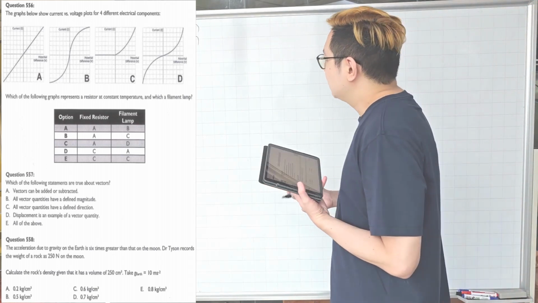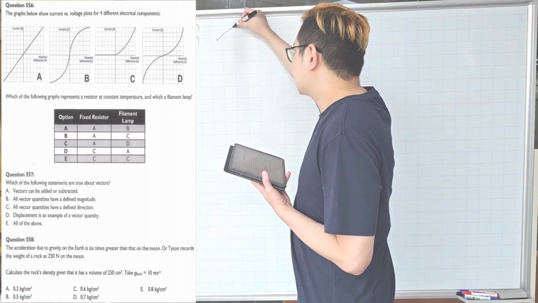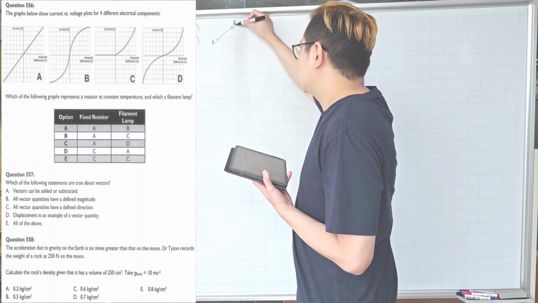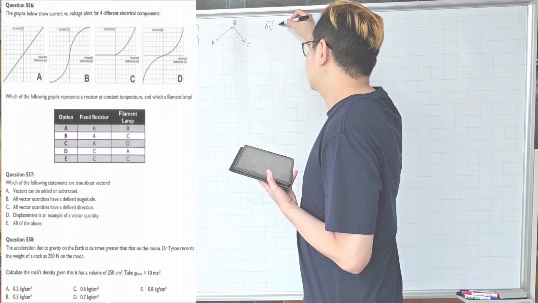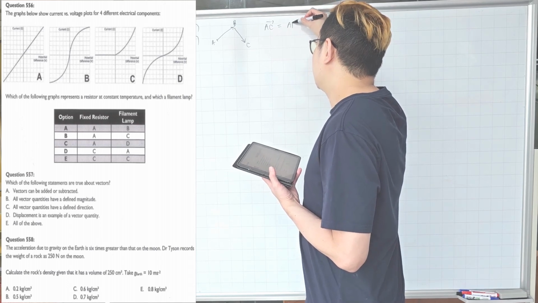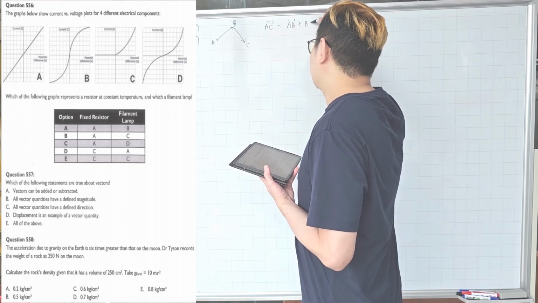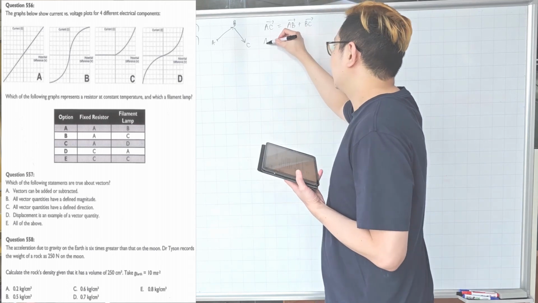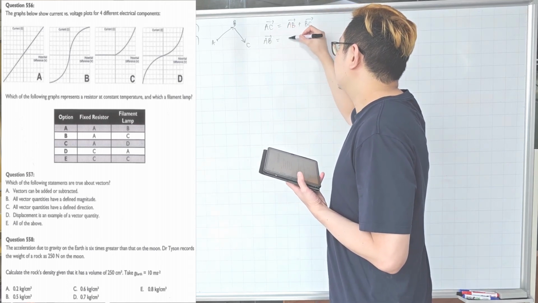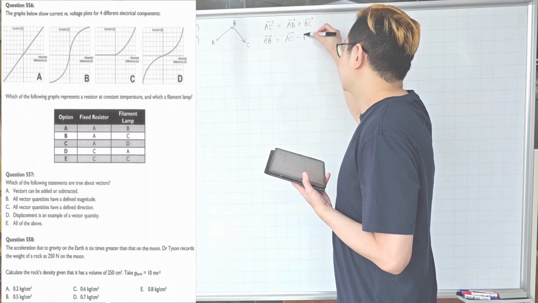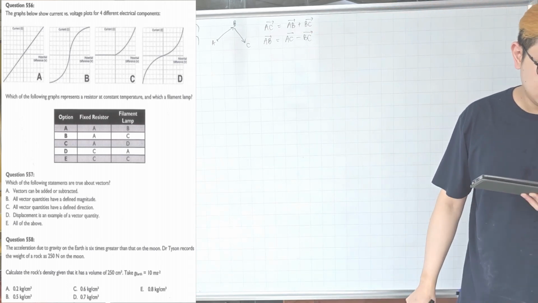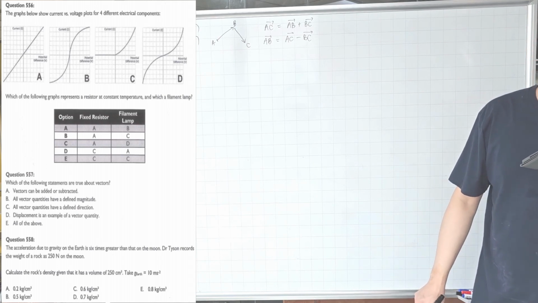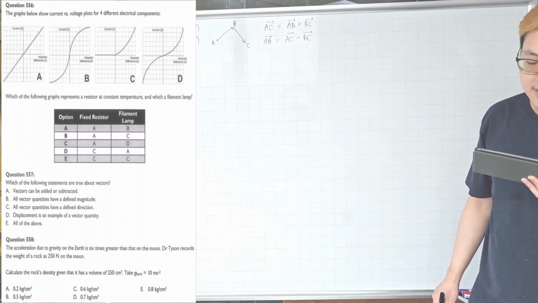It's true because of course you can subtract vectors easily, like vector AC is going to be AB plus BC. So what does it mean? Vector AB is going to be vector AC minus BC. You can subtract or add vectors. B. All vector quantities have a defined magnitude.